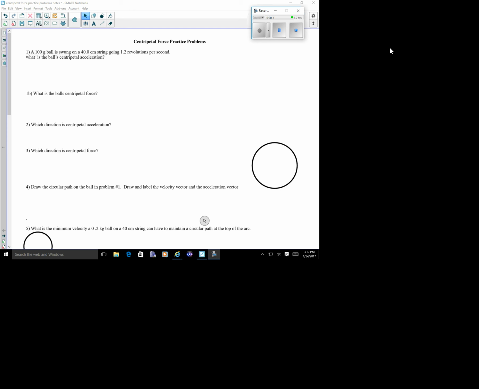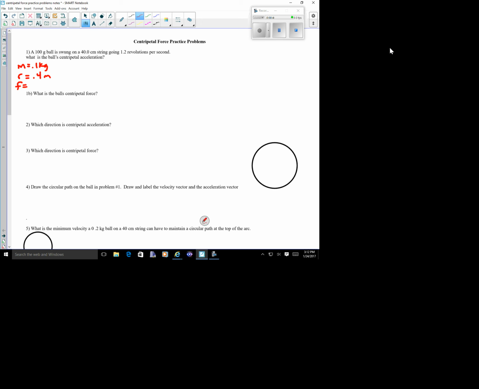On number one, it says a 100-gram ball. First of all, you can't use 100 grams in a formula, so we have to change that mass to 0.1 kilograms by dividing by 1,000. It is swung on a 40 centimeter string. You can't use centimeters either, so we change that to meters, 0.4 meters. And it's going 1.2 revolutions per second. That's actually your frequency, and we need to change that to linear speed.